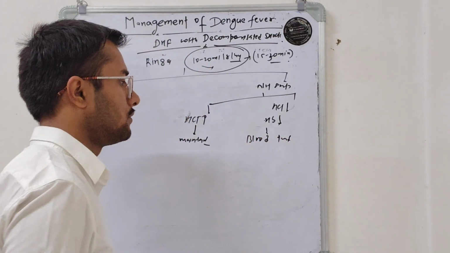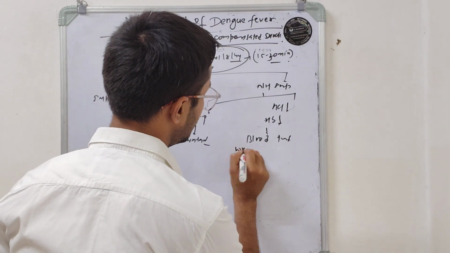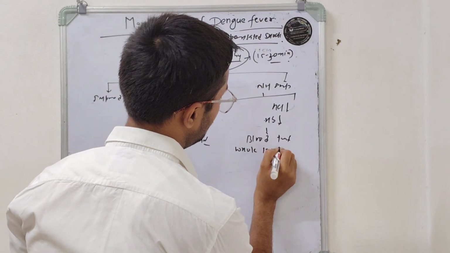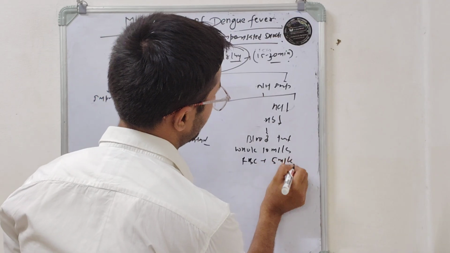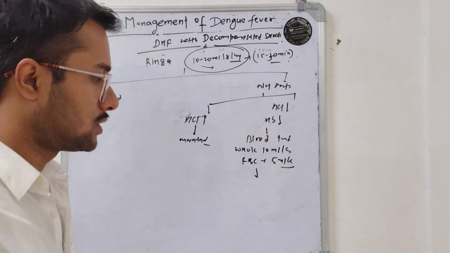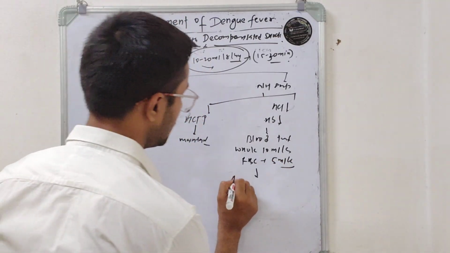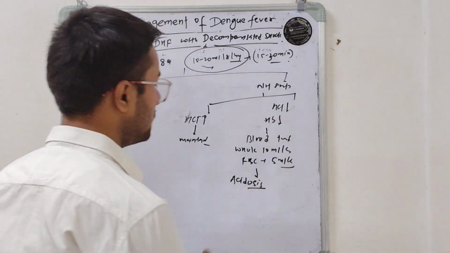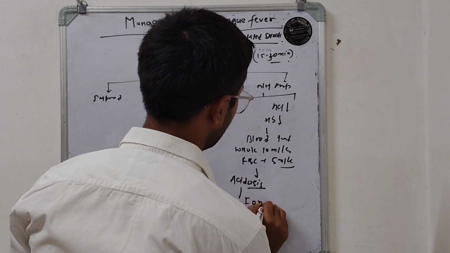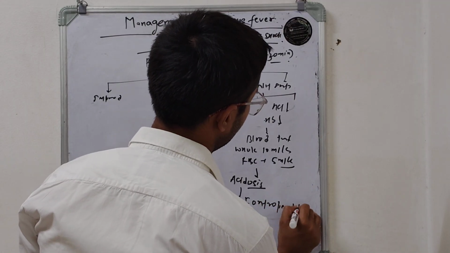If we are going for a transfusion of whole blood, then it is 10 ml per kg, and for RBC it is 5 ml per kg. After that, we also check for the acidosis condition. If there is acidosis, then we go for inotropes with IV fluids.